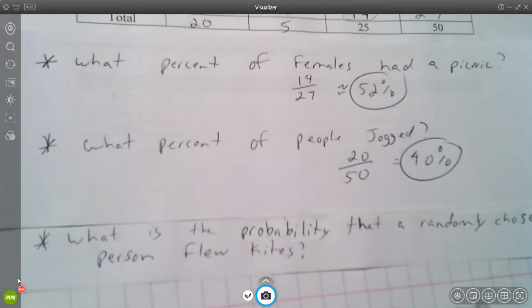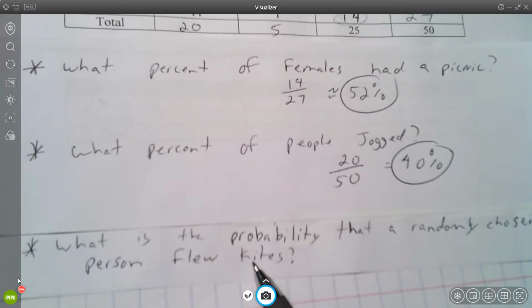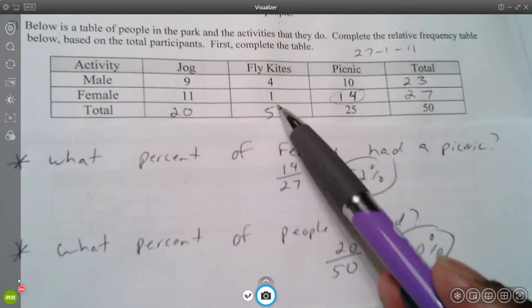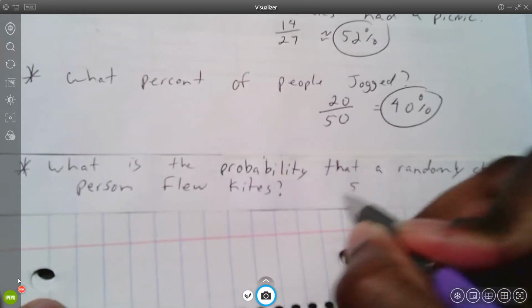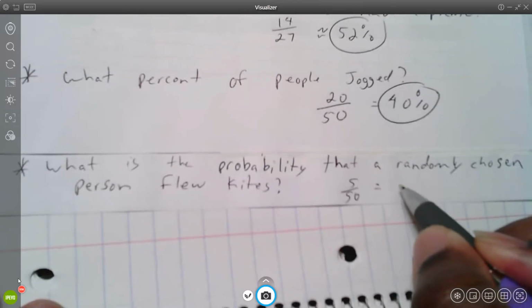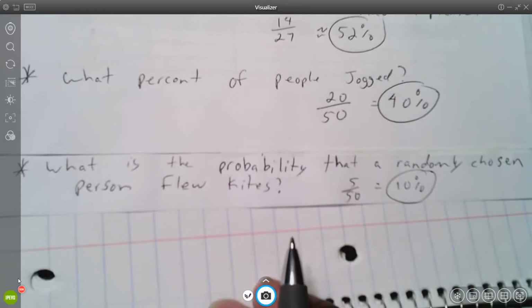The last question is, what is the probability that a randomly chosen person flew kites? So now we're thinking about if I randomly chose any person in the group, what's the probability they actually flew kites? So it's basically the same. Of all the people who flew kites, it's 5. Of all the people that were there, it's 50. So there's a 5 out of 50 chance that you choose a person that flew kites. And 5 out of 50 should be 10%. So there's a 10% chance you select somebody at random, and that person actually flew kites.